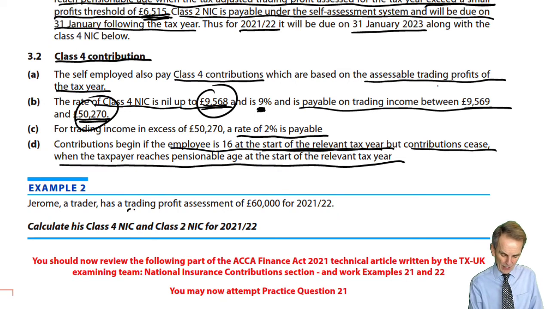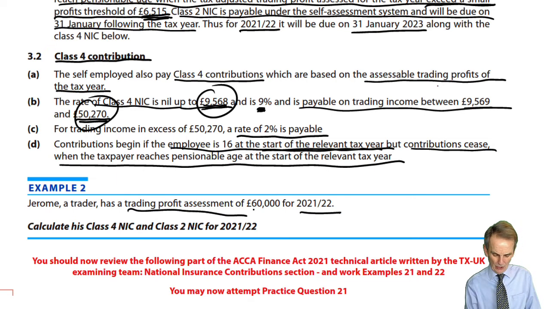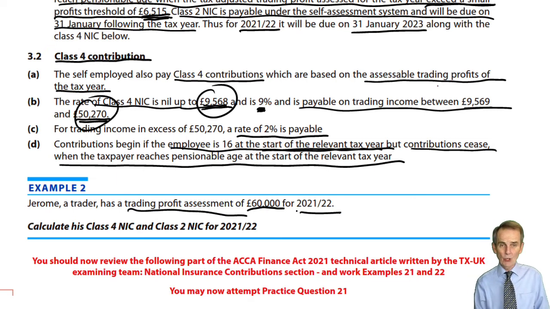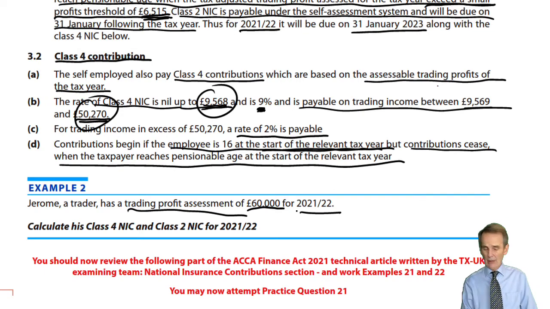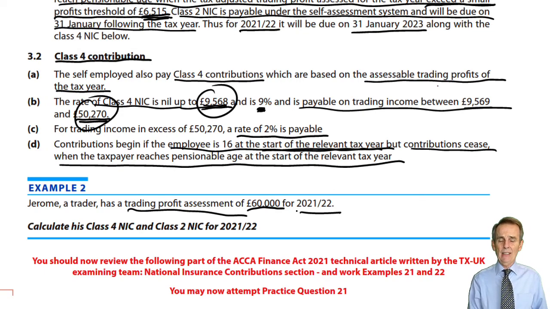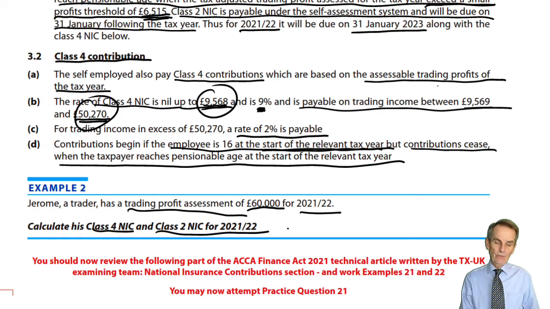Example 2, trading profit assessment, 21-22, £60,000. What have we got to do? We know to read the requirements carefully. It might just have said calculate the Class 4 NIC, and that's part of what we do indeed have to compute here. And it also says the Class 2 NIC. Now again, if it is 52 weeks worth, a full year's worth of trading that we've done in terms of our basis period, then we're talking about £3.05 per week. So on an annual basis, 52 times that number.